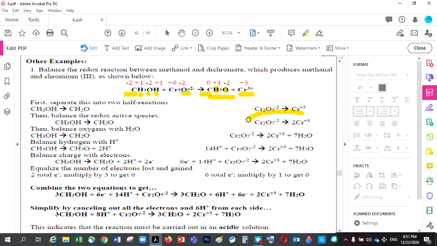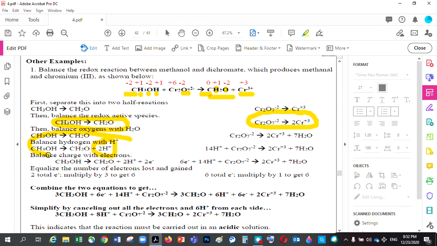So we have a redox reaction with two halves: an oxidation and a reduction. Let's balance them together. If you look at CH3OH and CH2O, the oxygen is the same, but there are 4 hydrogens on one side and 2 on the other. So you have to add 2 H+, remember this is in aqueous solution. You add 2 H+ to balance the hydrogen. That's what we did here.